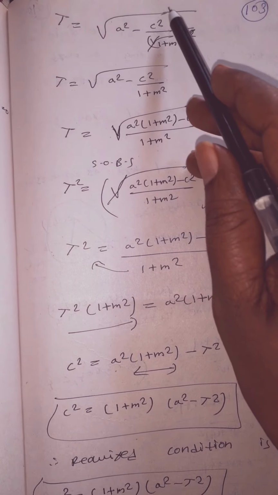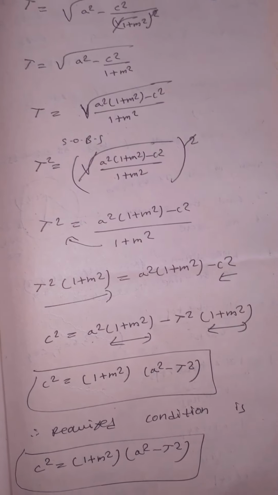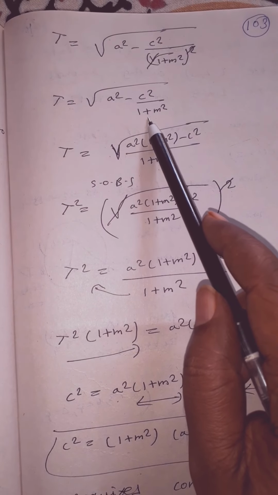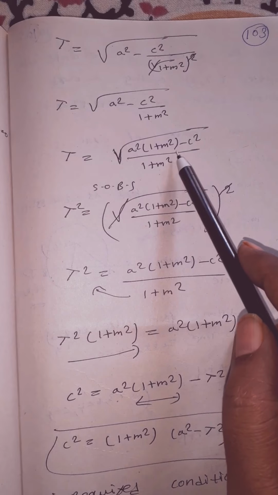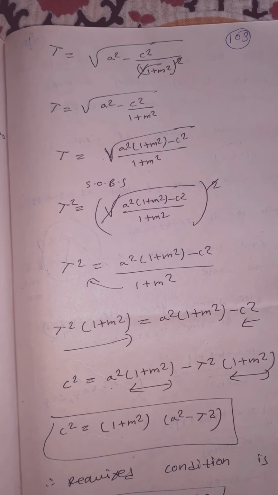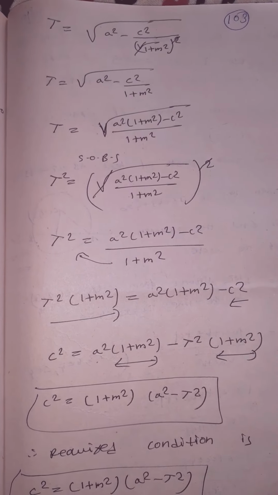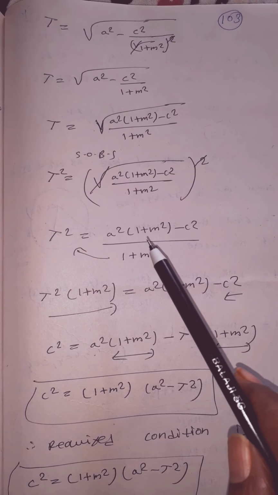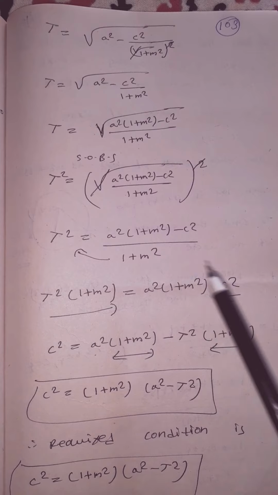So lambda is equal to under root a square minus c square by 1 plus m square. I have written this square separately for the denominator and numerator. The square root cancels. So here the LCM is this one, children: a square into 1 plus m square minus c square by 1 plus m square. To remove the root we have to do squaring on both sides. The square root cancels. So a square into 1 plus m square minus c square by 1 plus m square.